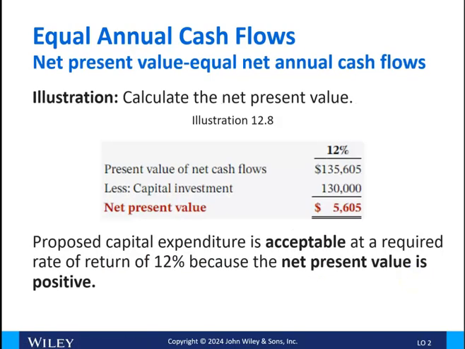Then we get the net present value by taking the present value of the cash flows, the 135,605, less our capital investment of 130,000. We have 5,605. That's a positive number, so the proposed capital expenditure is acceptable at a required rate of return of 12% because that net present value is positive.